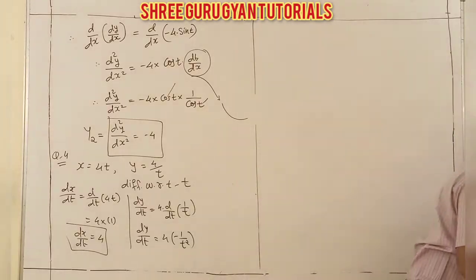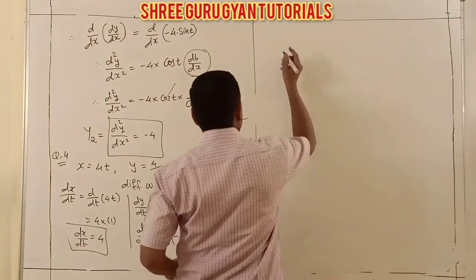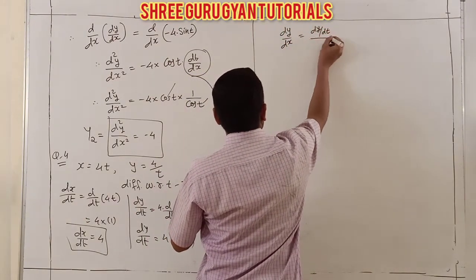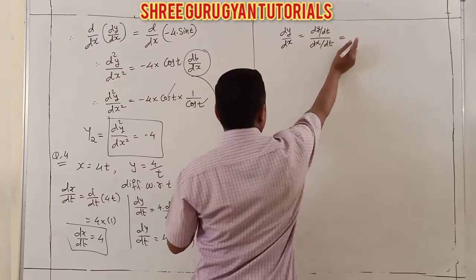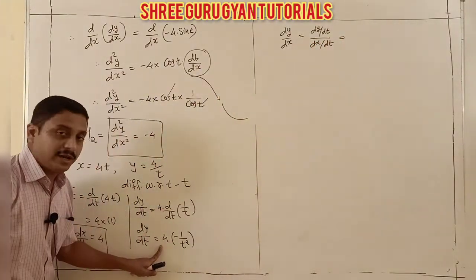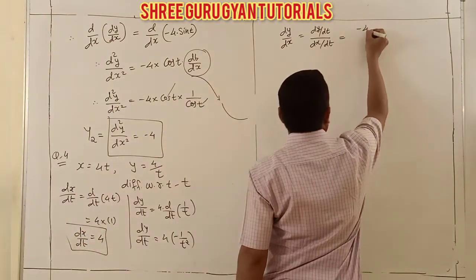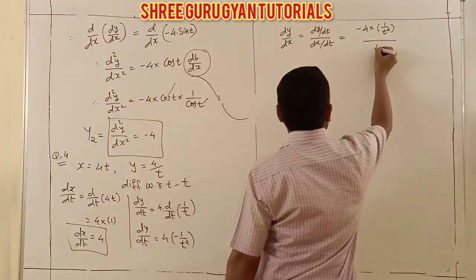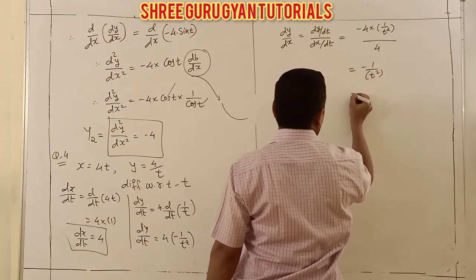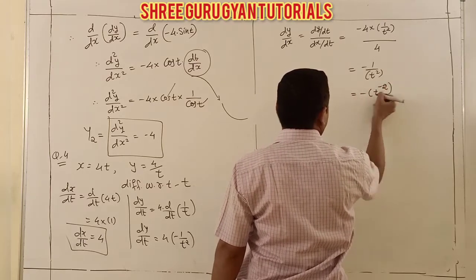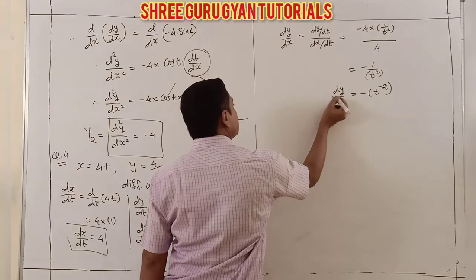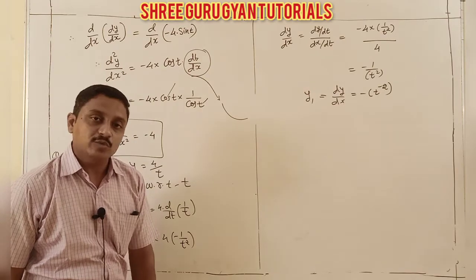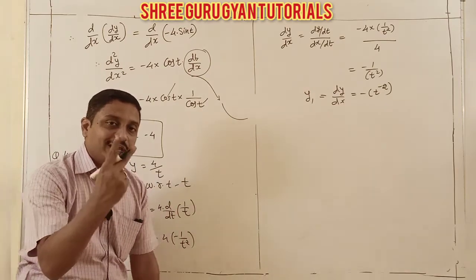So my answer is dy by dx, which is dy by dt upon dx by dt. Both are ready. dy by dt is minus 4 into 1 by t square, and dx by dt is 4. Finally, it is minus 1 by t square, which means minus t raised to minus 2. That is our first order derivative fixed, and this is the textbook answer. But I will explain again for the second order.